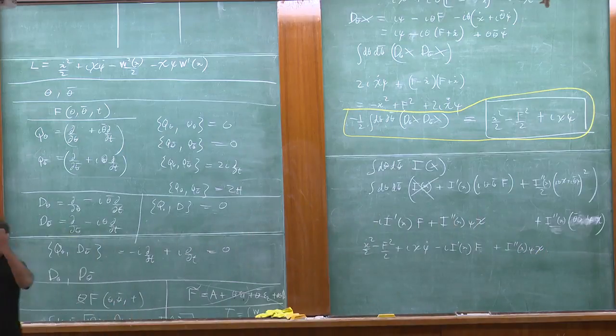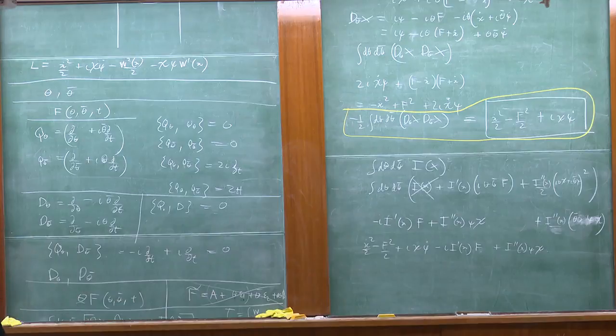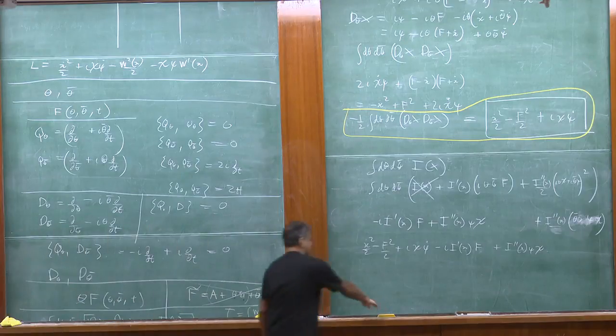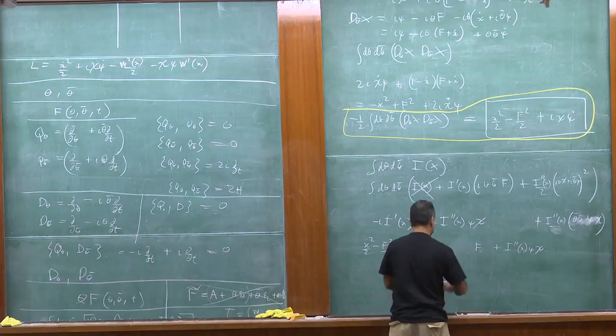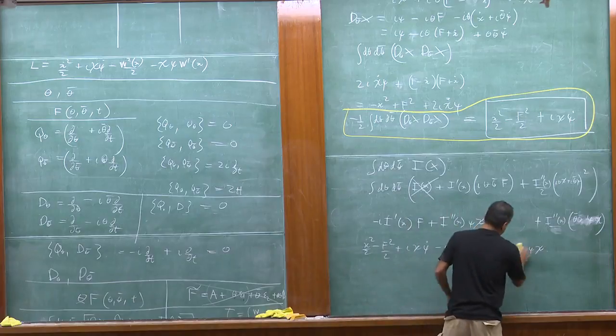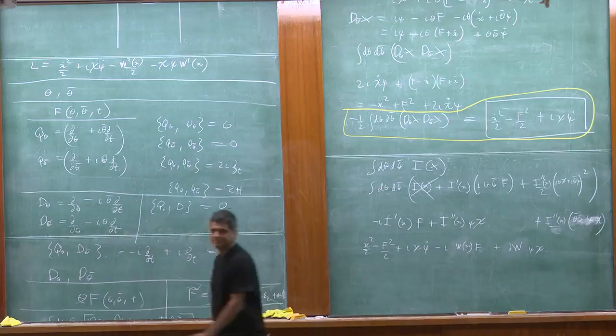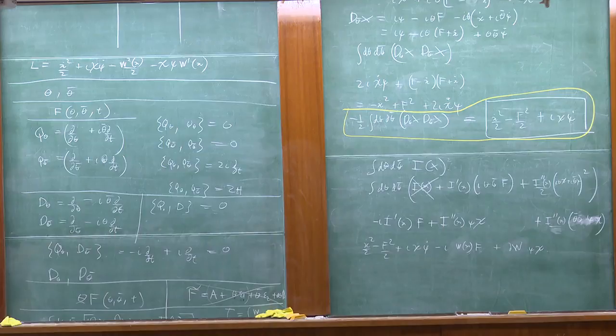Now remember what I was. I was the function whose derivative was w. Therefore, I prime is w. So we'll make that replacement. And I double prime is the derivative of w, w prime if you want. Let's call it w prime.